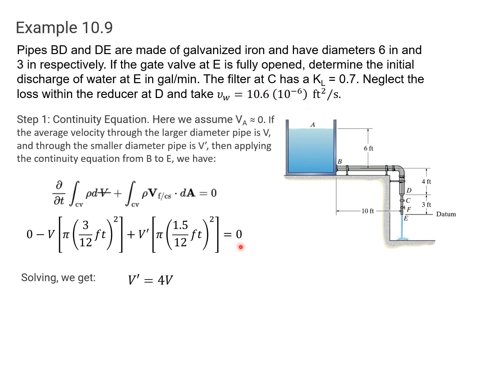There are many approaches here. I think the easiest is probably to apply the continuity equation first. And again, up here at A, the velocity is approximately 0. We've seen that multiple times for a big reservoir or big bucket of water. If the average velocity throughout the larger pipe is V, and through the smaller pipe is V prime, then we can apply the continuity equation as follows and calculate that V prime is equal to 4V.